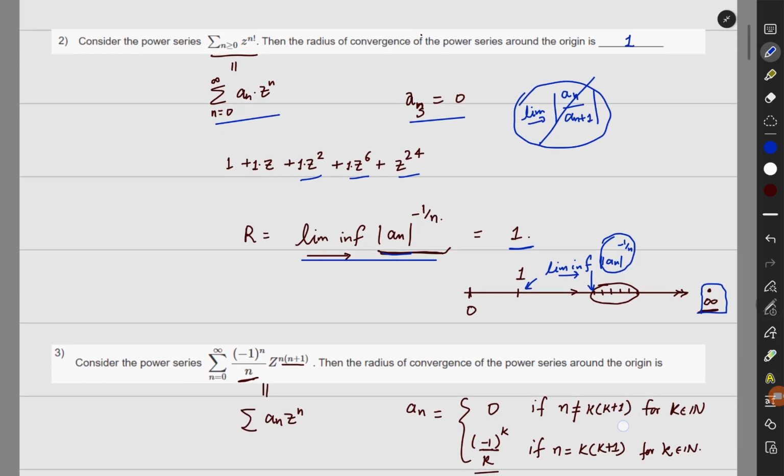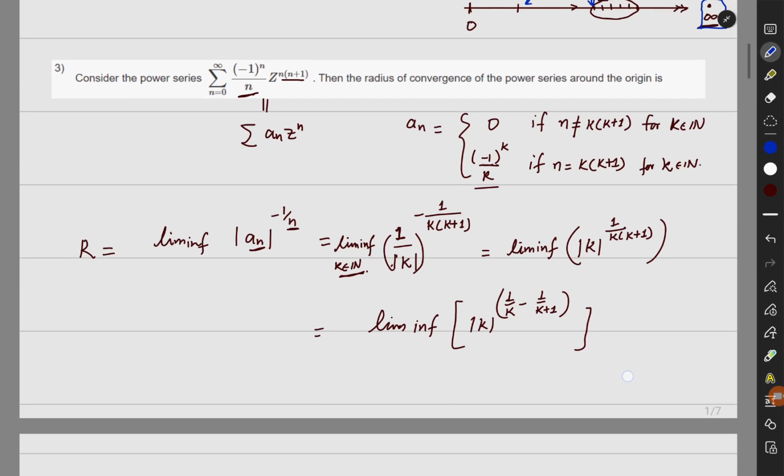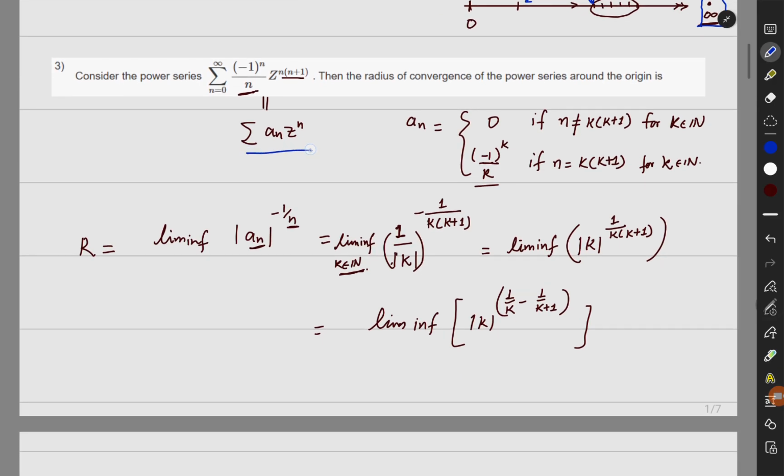Similarly, in the next question, we want to calculate the coefficient. an is equal to 0 when n is not of this form. It is minus 1 to the power k divided by k when it is of the form k into k plus 1.